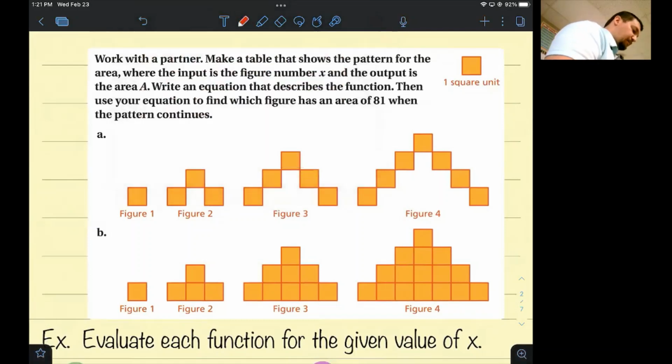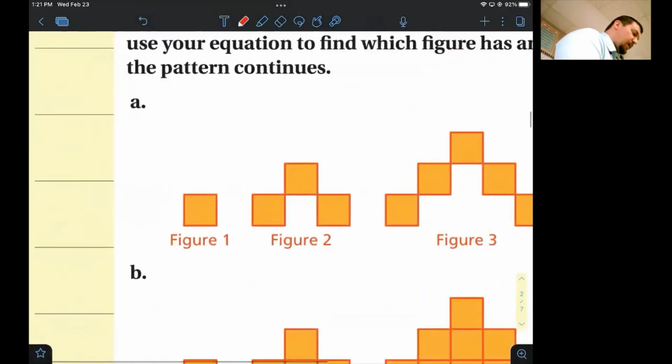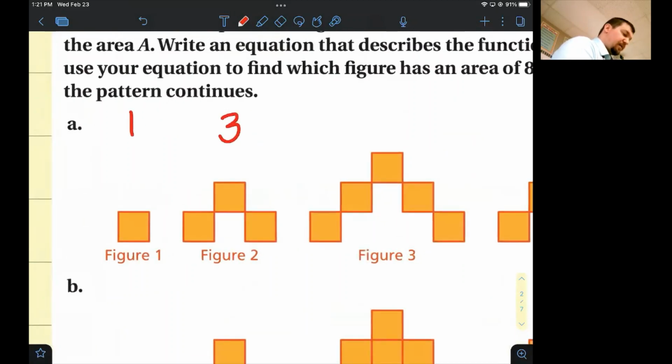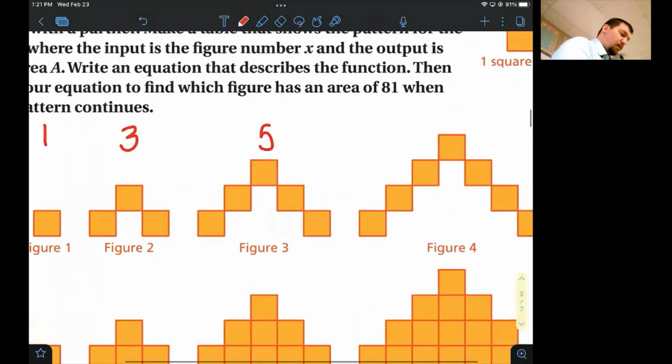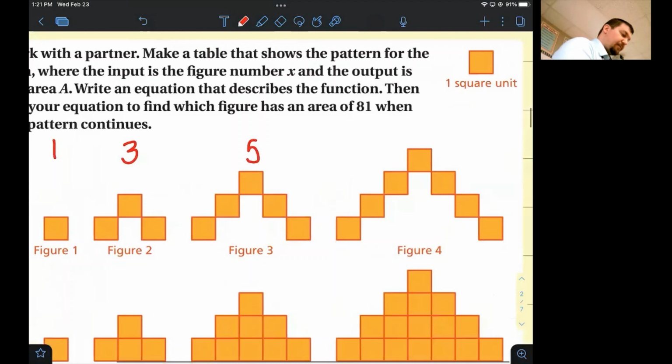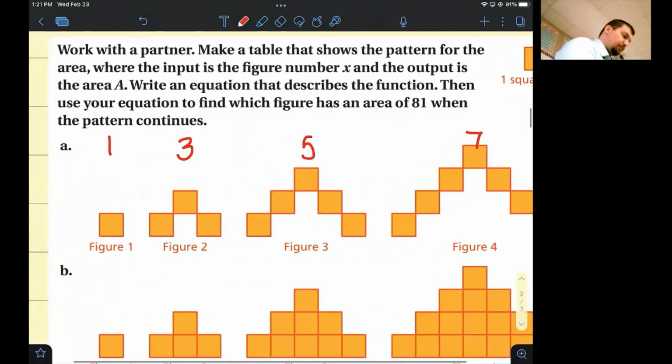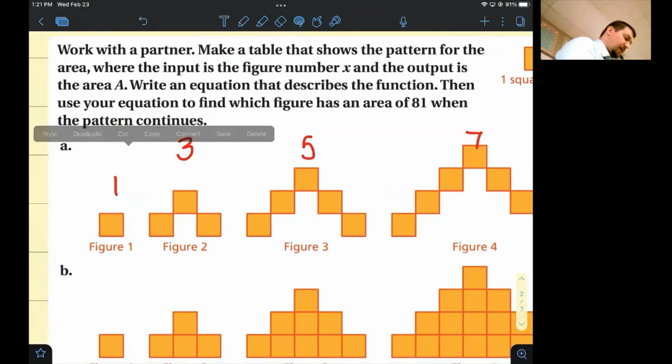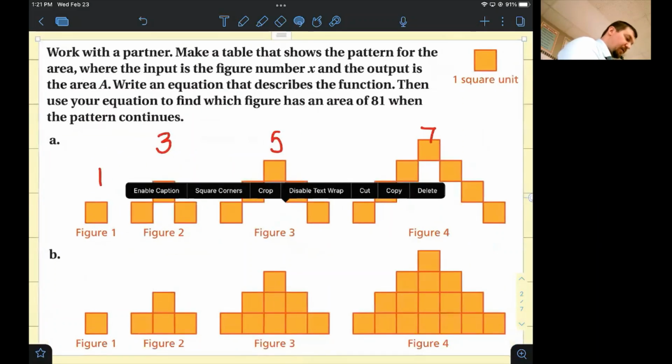Let's look at A. For figure 1, the area is 1. For figure 2, the area is 3. For figure 3, the area is 5. For figure 4, the area is 7. I probably could have put those numbers, I'd like to line them up, but I don't think I'm going to be able to line them up unless I put it on the bottom. But then that intrudes into part B, so I'm not going to do that.